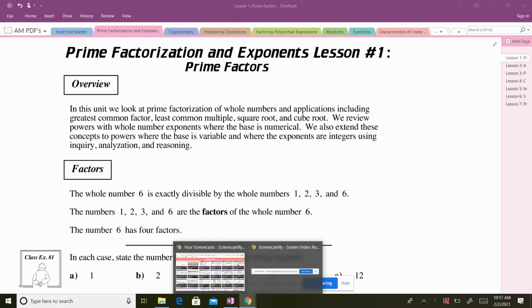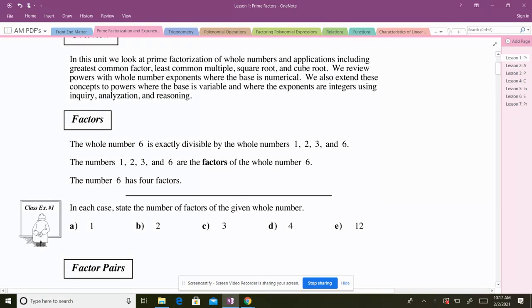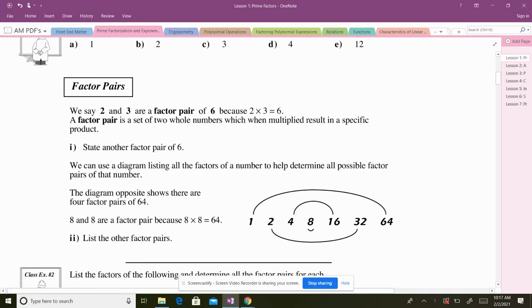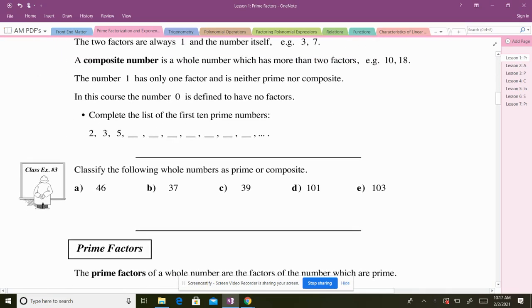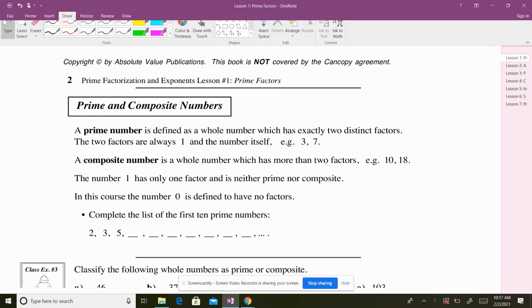All right, so prime factors. Before we do the front page, I want to skip to the second page, page 2, and talk about prime numbers for a sec. Who knows what a prime number is?